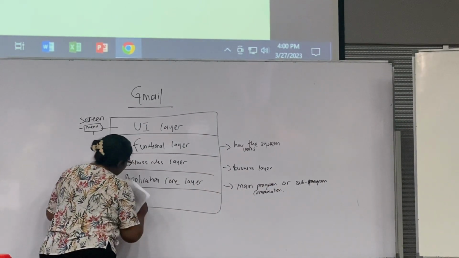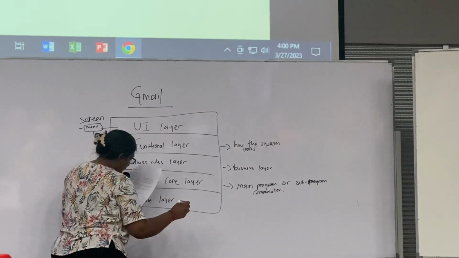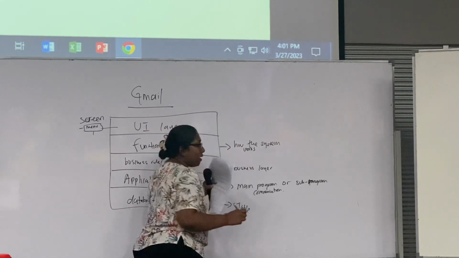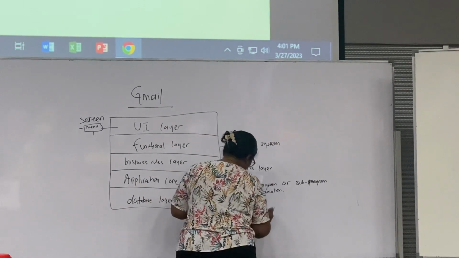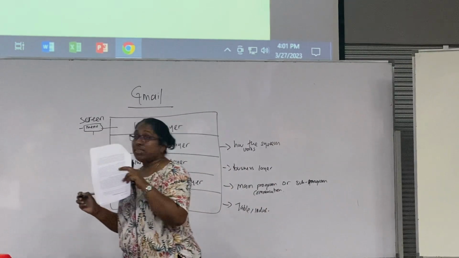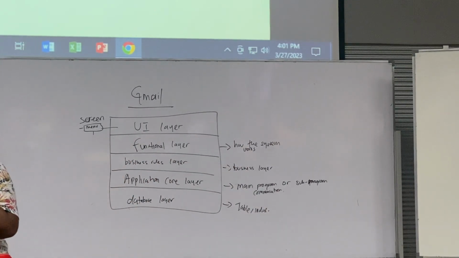Next is the database layer. So database layer, normally we have the tables, we do have the index. We have the class, right? We have a class, all that. So this is the database.